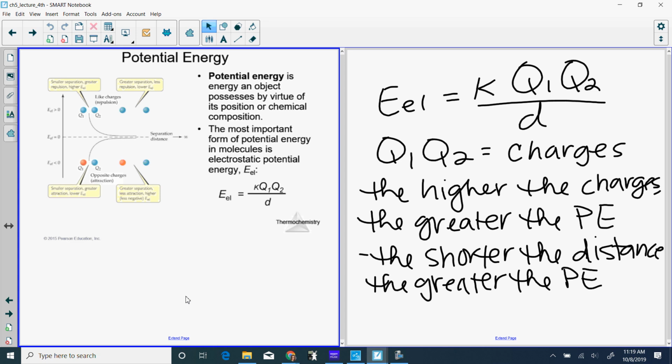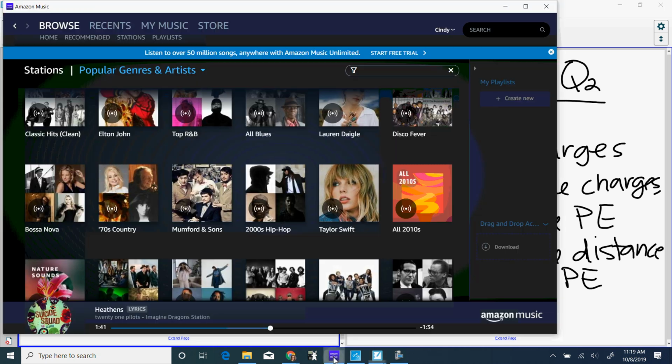All right, find this page. This is where you're going to start. Talk to somebody next to you about how molecules have potential energy. Ready? Go.